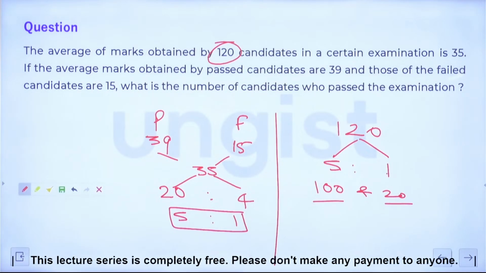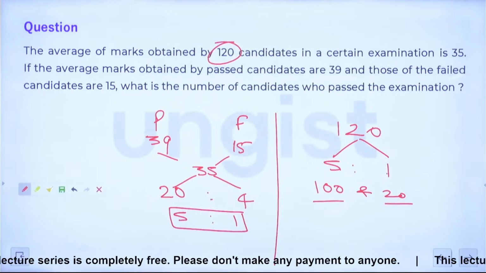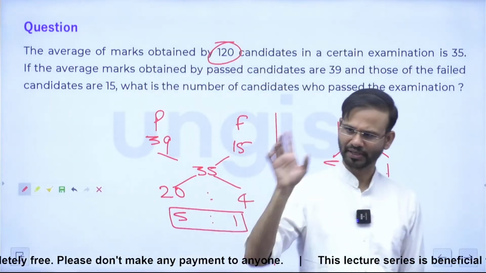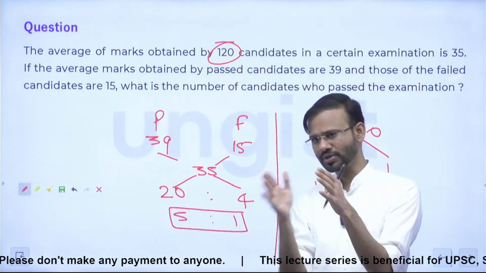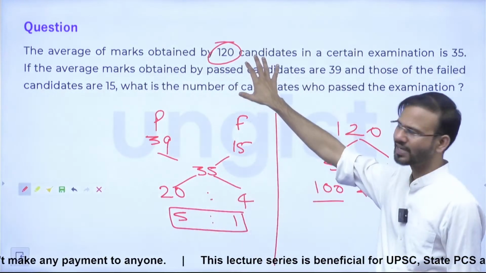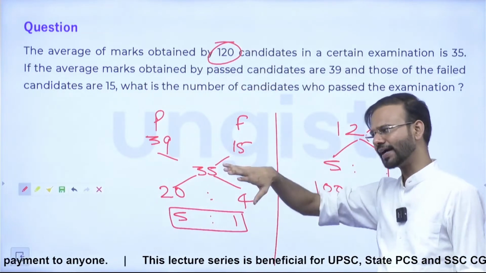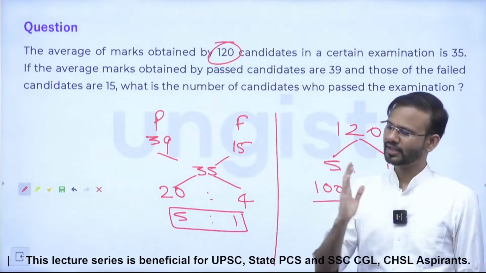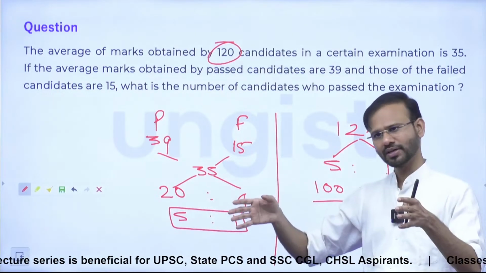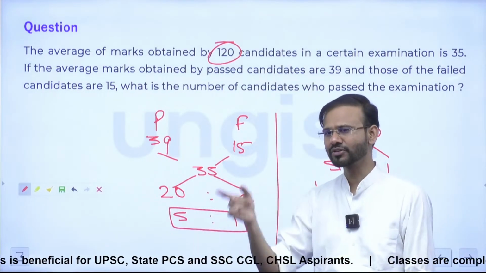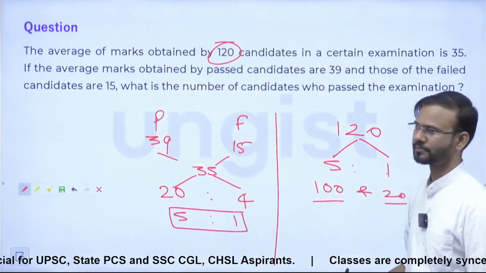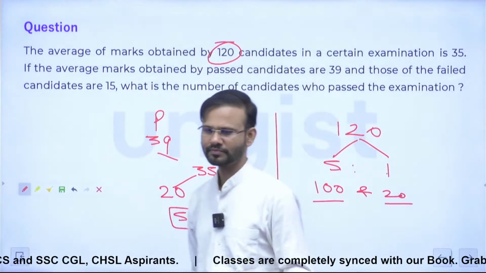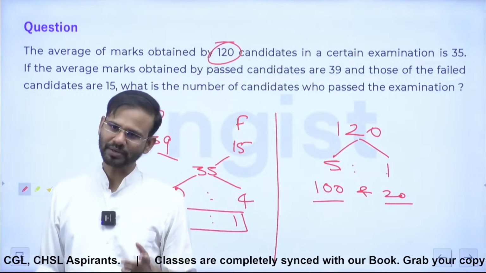So how do you recognize which questions should be done this way? See, in these types of questions, there will be a bigger group, and that will have two subgroups. For example, here the class is the bigger group, and the failed candidates and the passed candidates are two subgroups of the same class, right? And the average of both the subgroups is given, and the average of the entire group is also given.